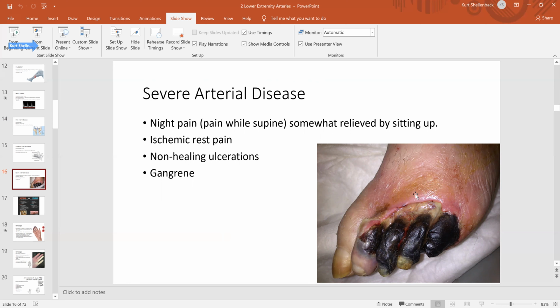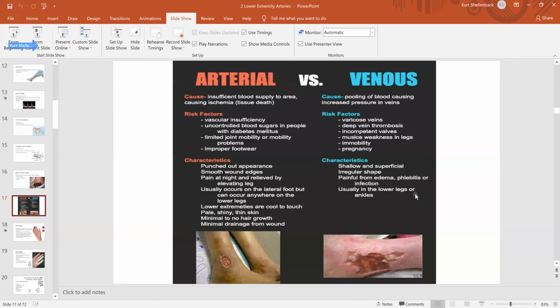Ischemic rest pain, in other words, your foot's dying, it's gonna hurt. Non-healing ulcerations. Yeah, I don't think that's going to heal anytime soon. And this person does have gangrene. Oh, I felt my foot stink. Okay.